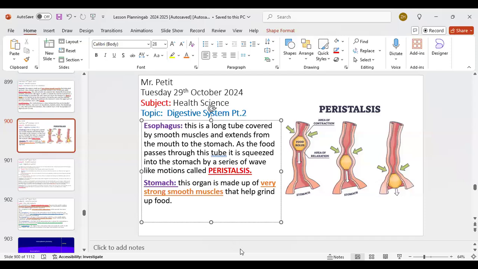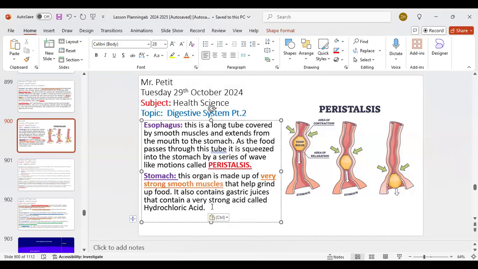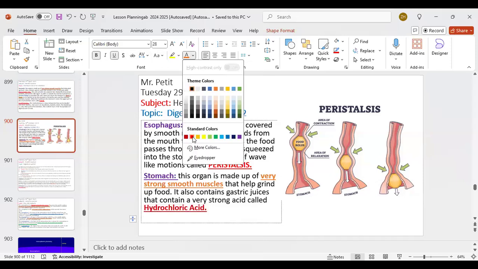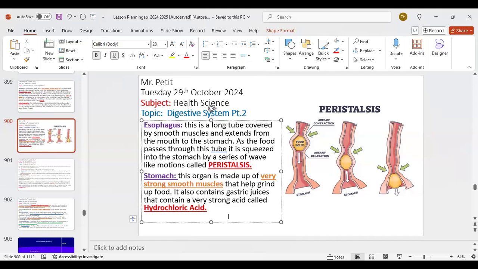All right. So we said what type of acid is inside the stomach? Hydrochloric acid. Okay. So it also contains gastric juices that contain a very strong acid called hydrochloric acid.